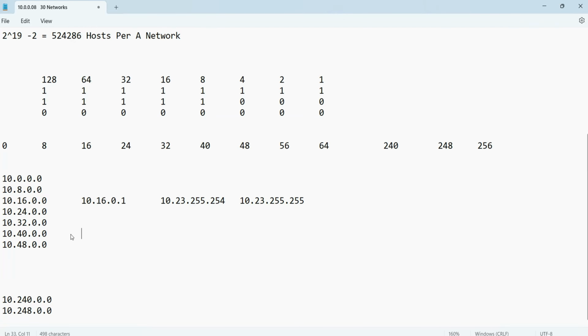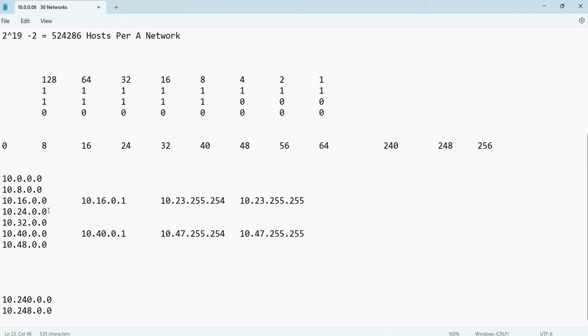Let's say this network over here. What is the first host? 10.40.0.1. What is the last host? Well, the next network is 48, so 10.47.255.254. And then the broadcast is 10 dot what? 47.255.255. Just like that.